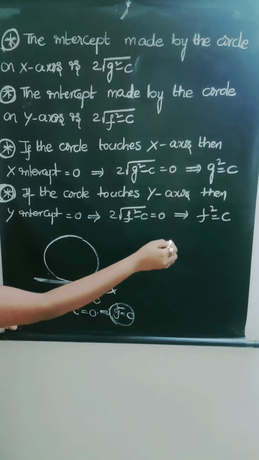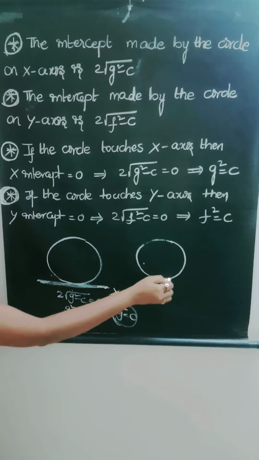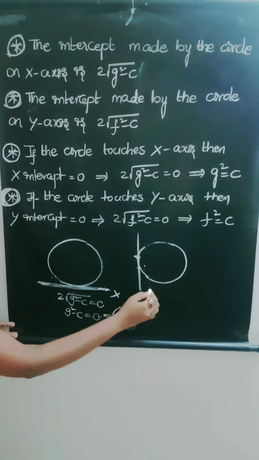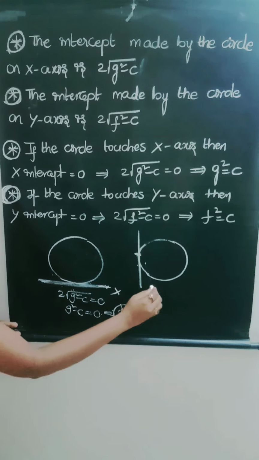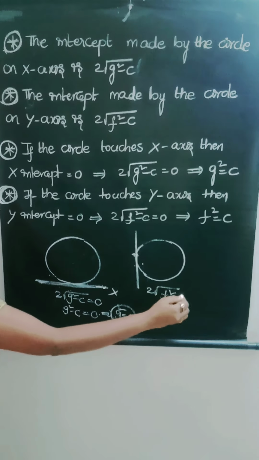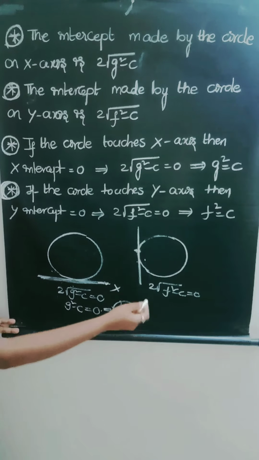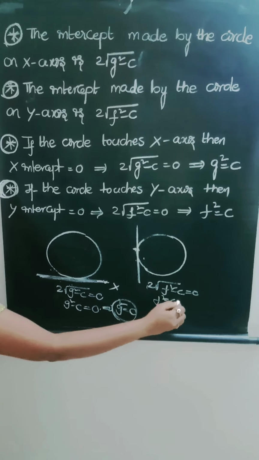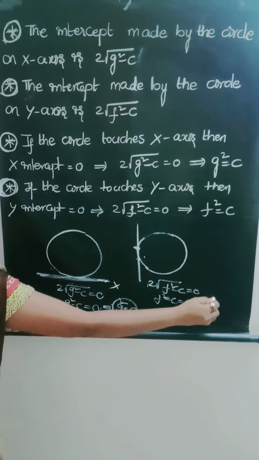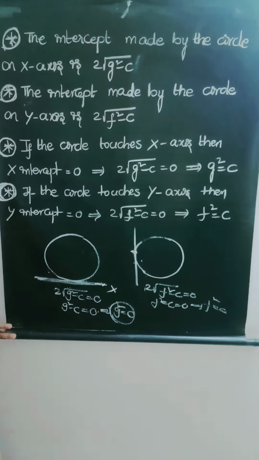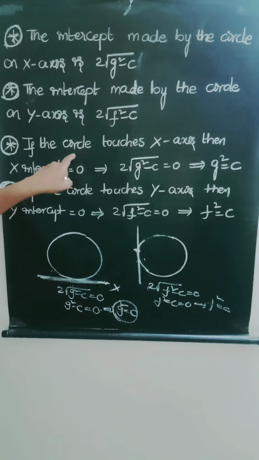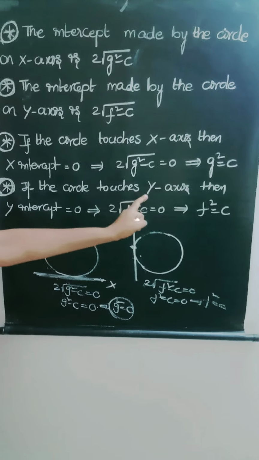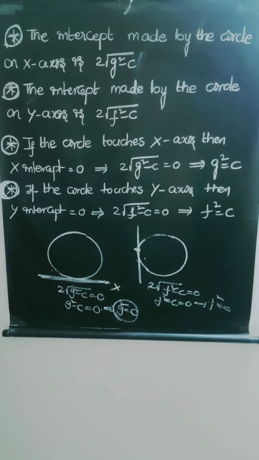Similarly, if the circle touches the y-axis, then the y-intercept is equal to 0. The y-intercept value 2 root f square minus c is equal to 0. 0 by 2 is equal to 0. Squaring on both sides, f square minus c is equal to 0, which implies f square is equal to c. So if the circle touches the x-axis, then g square is equal to c. If the circle touches the y-axis, then f square is equal to c.